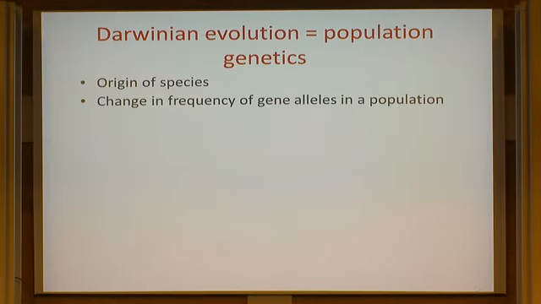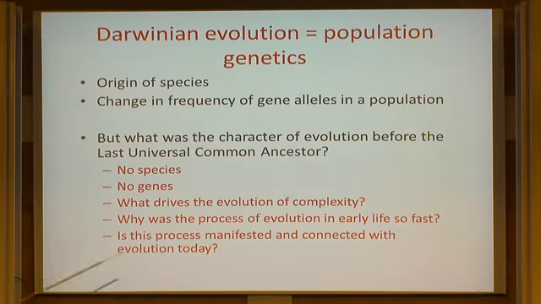Now, when we talk about evolution, Darwinian vertical evolution, what we usually mean by that, the way we understand it, is in terms of population genetics. And that's very good at answering certain questions, perhaps the origin of species, maybe, but certainly the change in frequency of gene alleles in the population. But what we're interested in here is the nature of evolution before the last universal common ancestor. When you didn't have species, certainly at some point you didn't even have genes. And so we really want to understand a bit more, what drives the evolution of complexity? Why was the process of evolution in early life so fast? And also, is that process manifested and connected with evolution today?